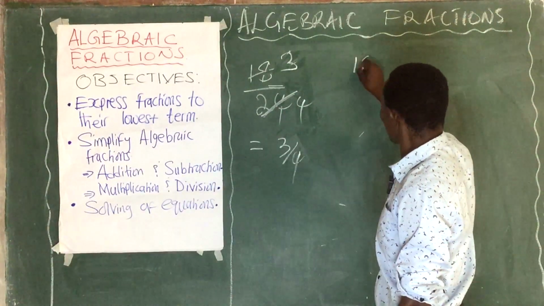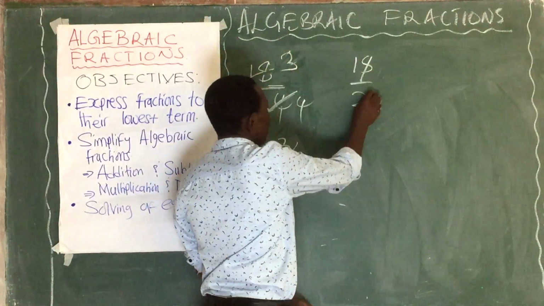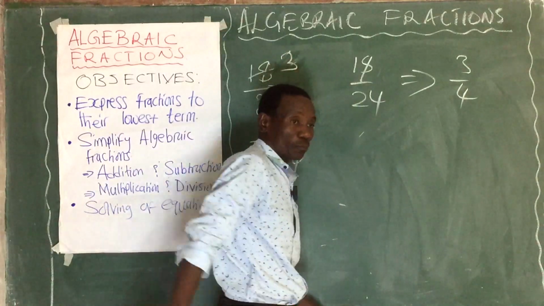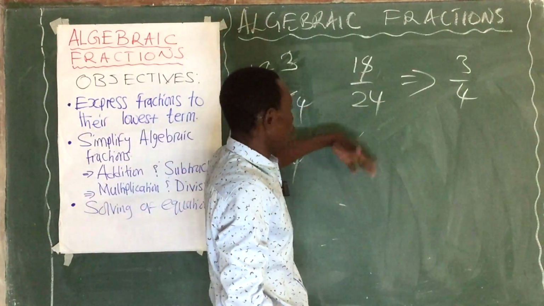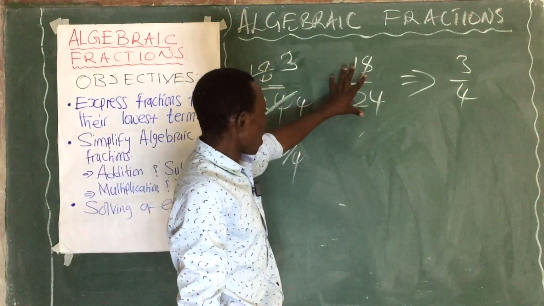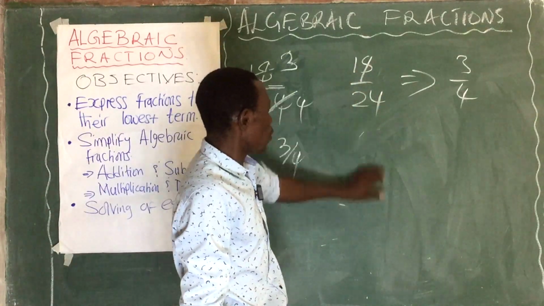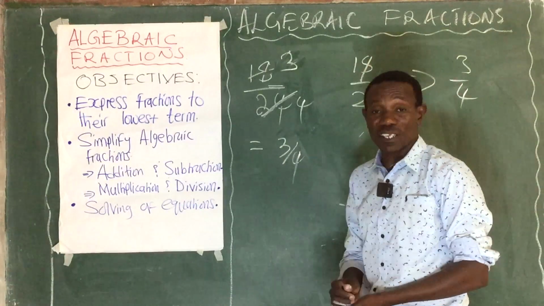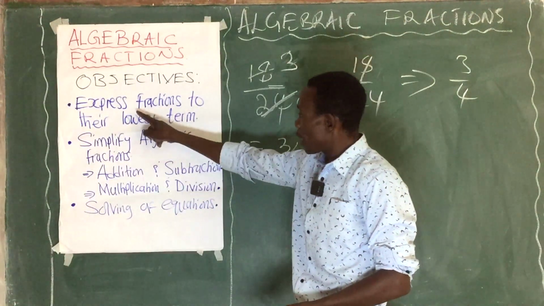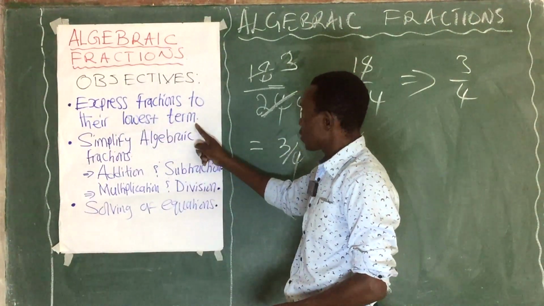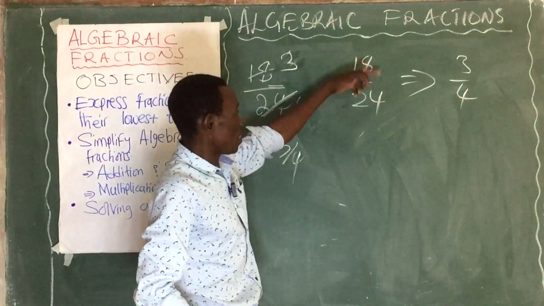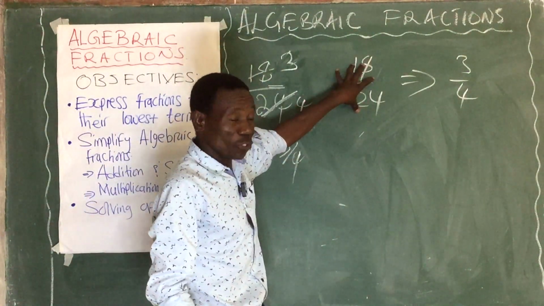So if I write 18 over 24, this is as good as writing 3 over 4. The way we do with fractions which have numbers such as 18 and 24, we're going to do the same in the algebraic expressions that we're going to discuss here. That's what it means by expressing fractions to their lowest term.